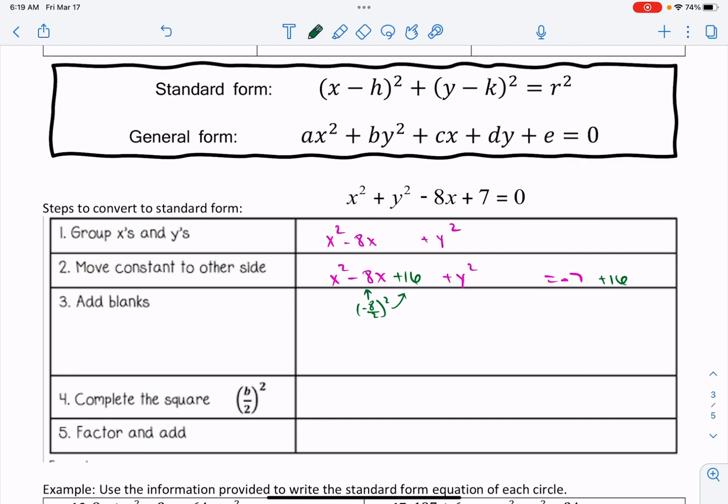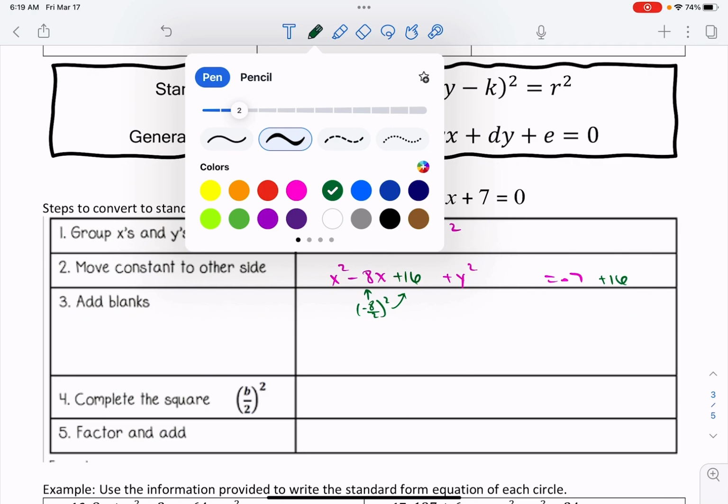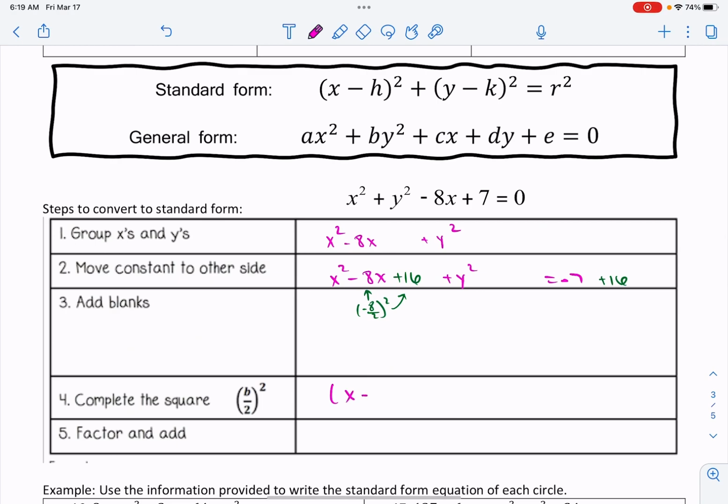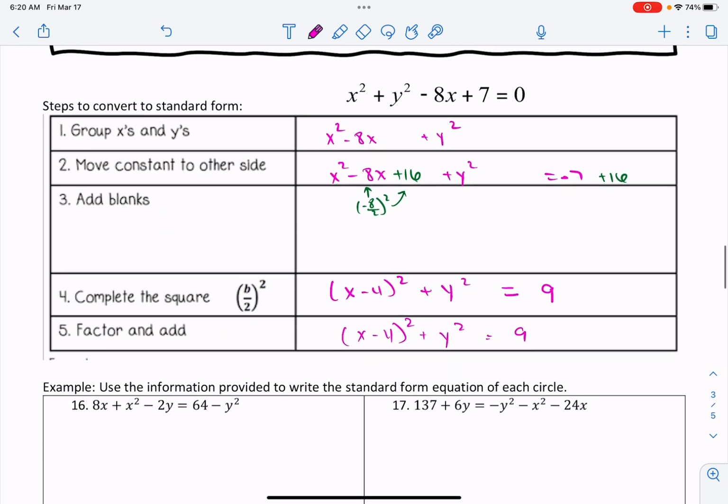So when we complete the square, we now have x minus 4 squared plus y squared equals, and then negative 7 plus 16 is 9. So that would be our final answer because there's nothing else for us to do. Notice here our center would be at 4, 0, and our radius is 3.